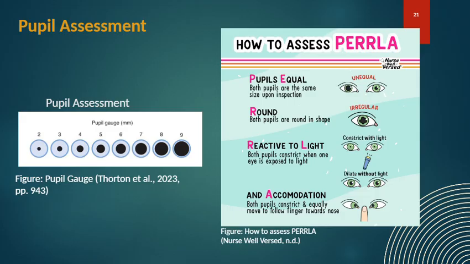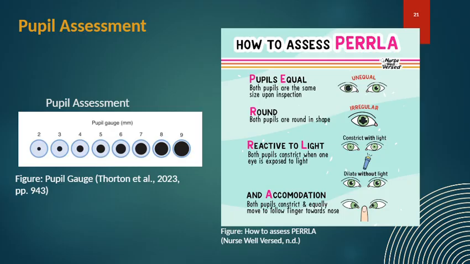The pupils can be assessed using the PERRLA method. This is a critical part of the neurological exam because the pupils give us information about the brainstem, cranial nerves 2 and 3, and the patient's overall neurologic stability. Small changes in pupil size or reaction can indicate increased intracranial pressure, brain herniation, stroke, or drug effects, so LPNs must perform this assessment accurately and consistently.